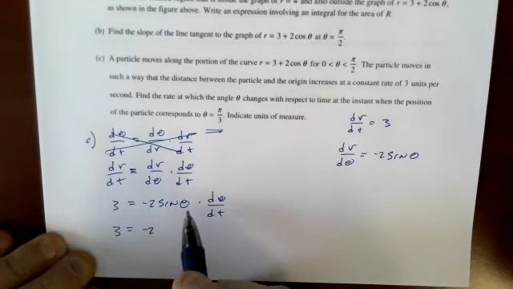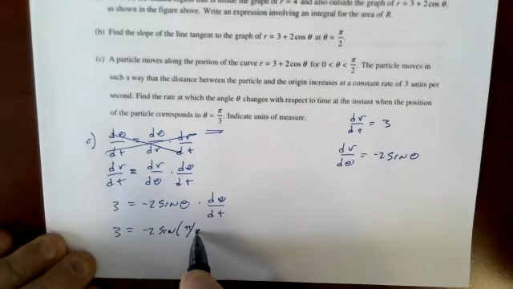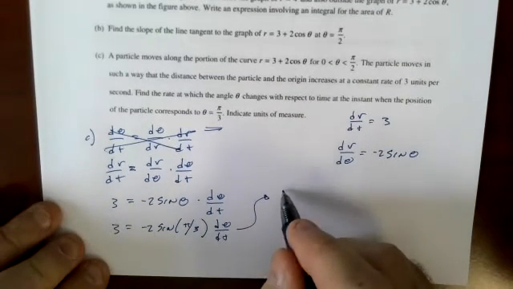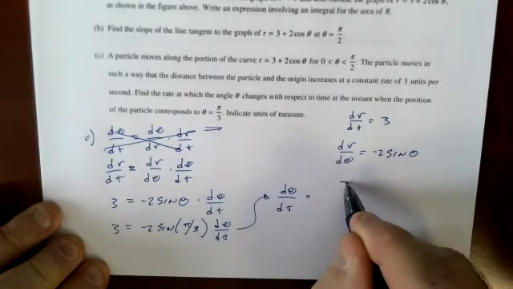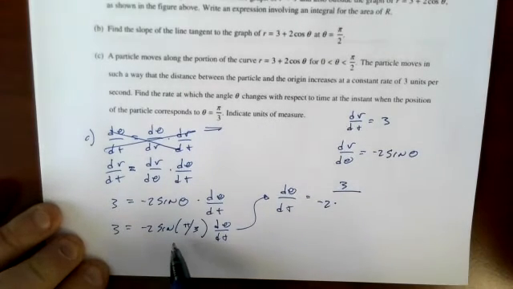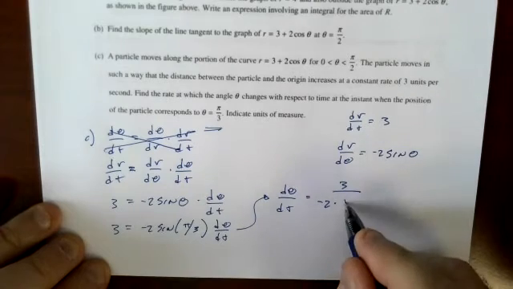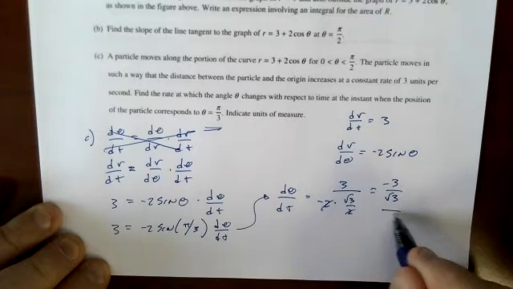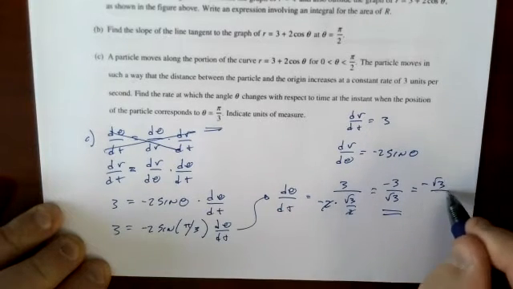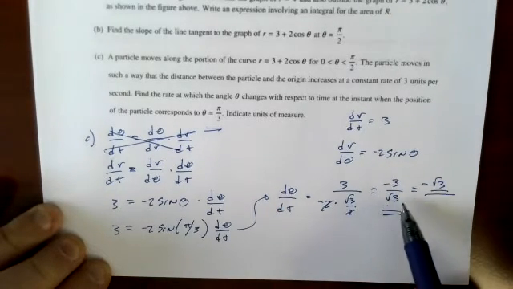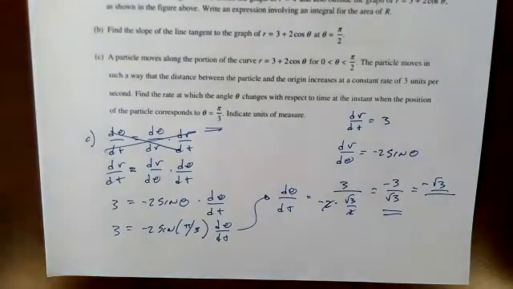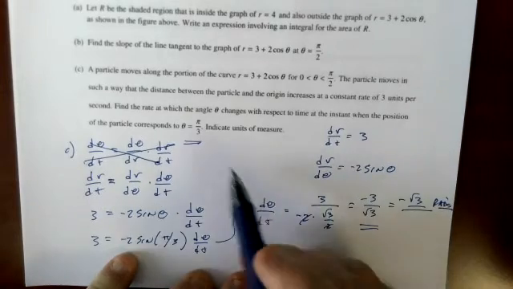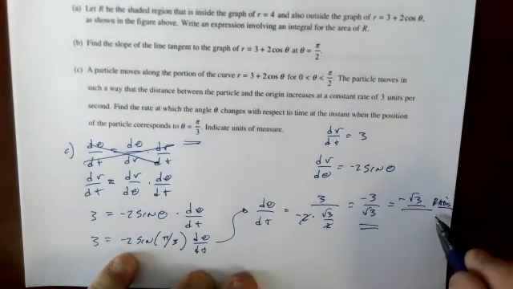3 equals negative 2 sine of pi over 3 times d theta dt. d theta dt equals 3 over negative 2 times sine of pi over 3, which is root 3 over 2. Cancel. Equals negative 3 over root 3. That's an answer. Equals negative root 3. That's also an answer. Root 3 over root 3, cancel. Yeah. I nearly forgot, this is d theta dt, so that would be radians per second.